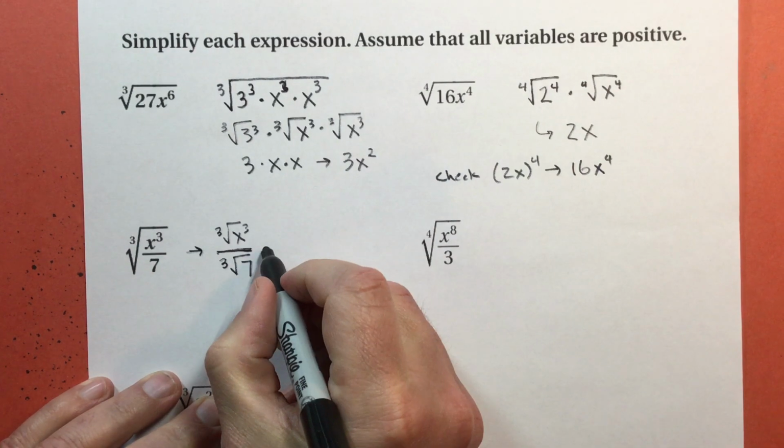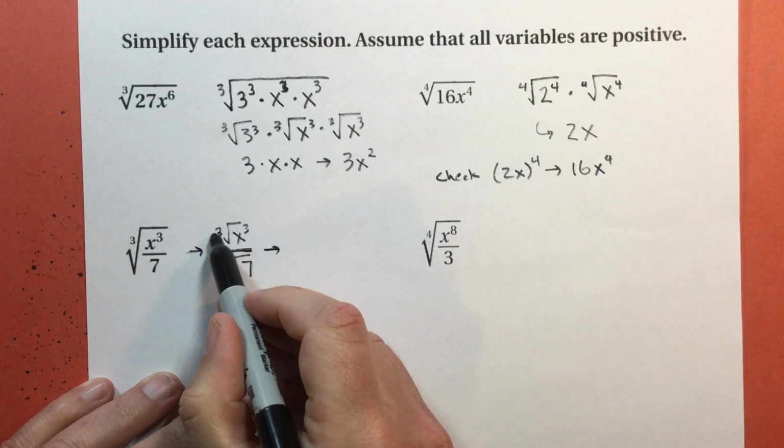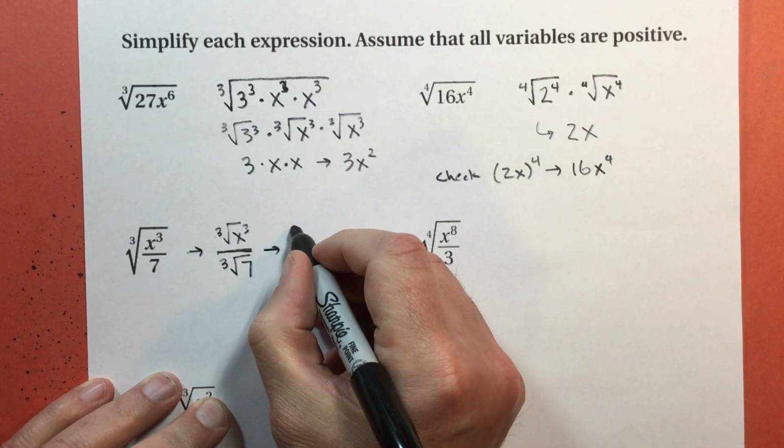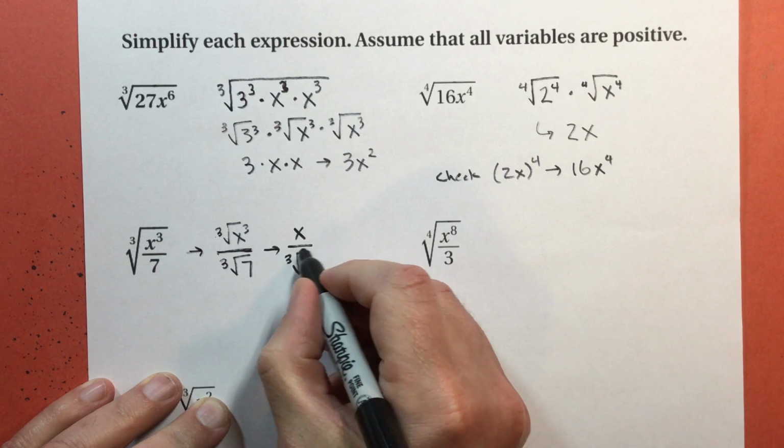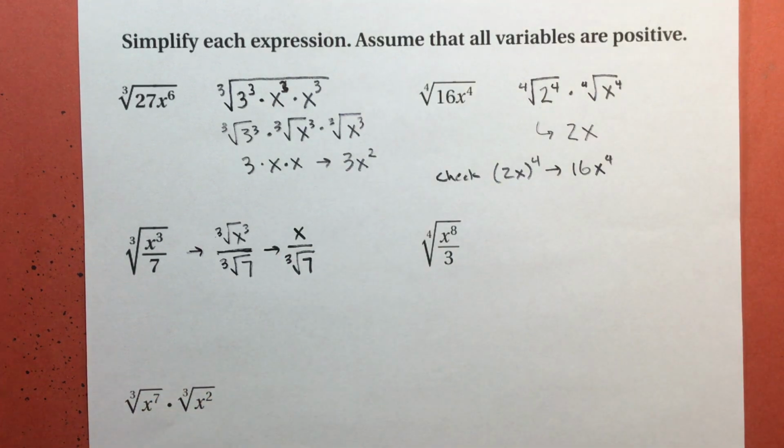So this becomes the cube root of x cubed is just x, and this is divided by whatever the cube root of 7 is. So it's asking what times what times what equals 7. That is an irrational number, and that means that there is no way that I'm ever going to write it. It's a decimal that goes forever. So there's no way that I can actually accurately write it.